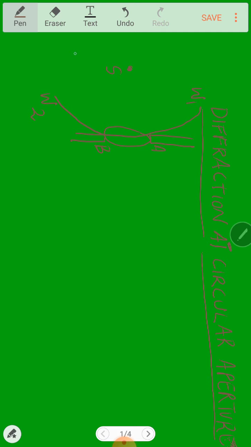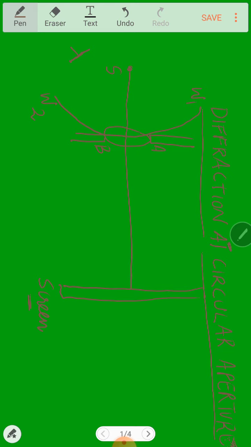Let S be a monochromatic source. Monochromatic source means a source which is having only one wavelength, a single wavelength. And W1, W2 is the wavefront. And here we have a screen, and we are obtaining the diffraction pattern on this screen.